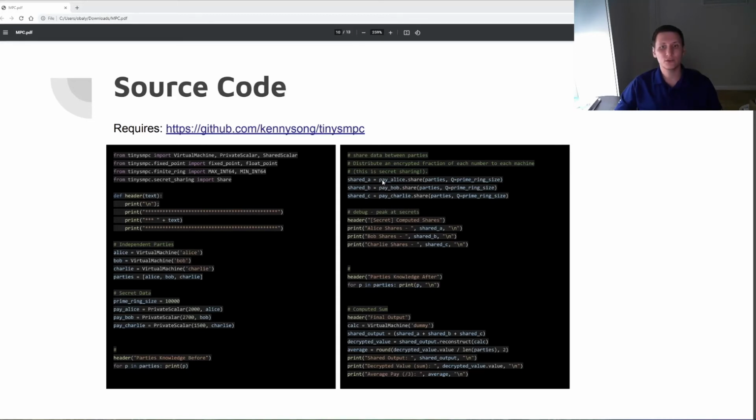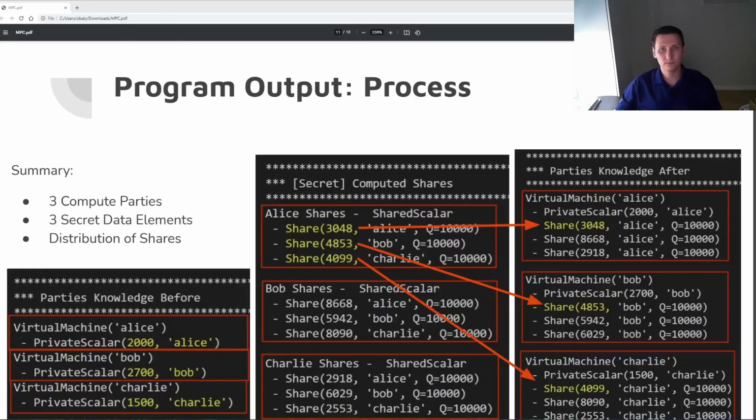After that, the shares will be generated and distributed to the known parties. Then we will show the computed shares and what they look like and what the parties know after that event. And then finally, we will perform our output where we'll compute the shared values and display the result. Let's take a look at the output.